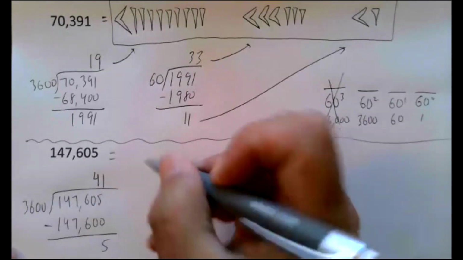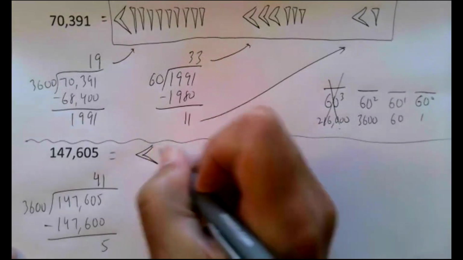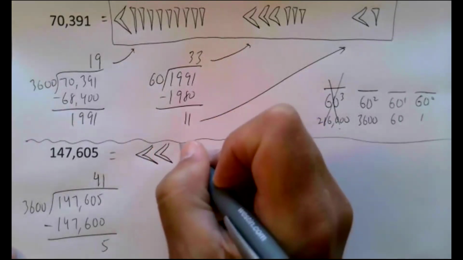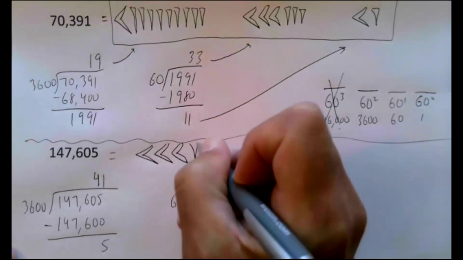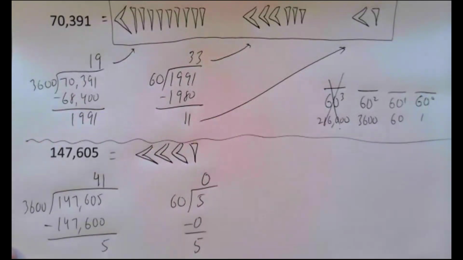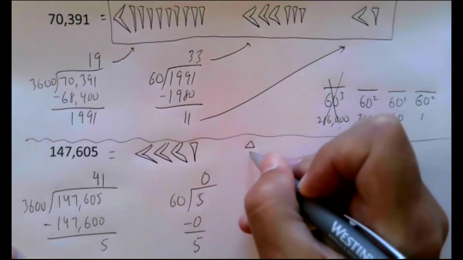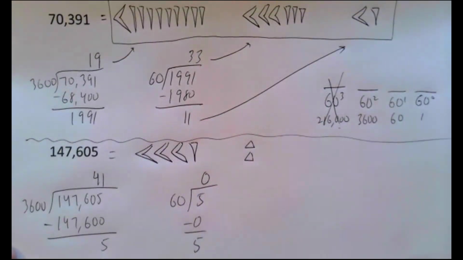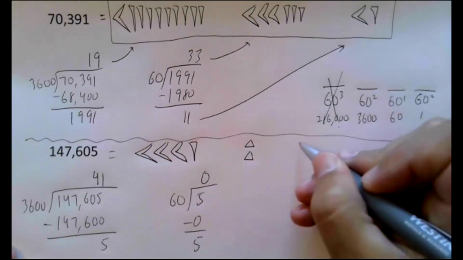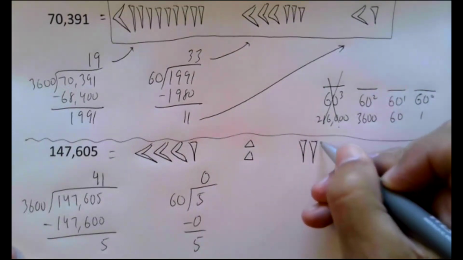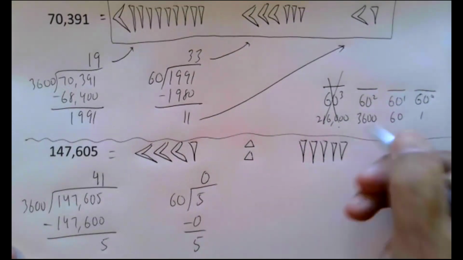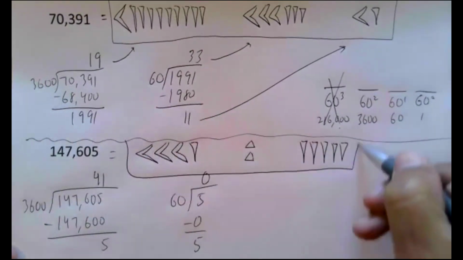And so it simply means I have 41 sets of 3,600. 2, 3, 4, 41. And then I have 0 sets of 60. That just means we put the double triangle. That means 0. And then I have 5 sets of 1 at the end. 2, 3, 5. The final answer is this right here.